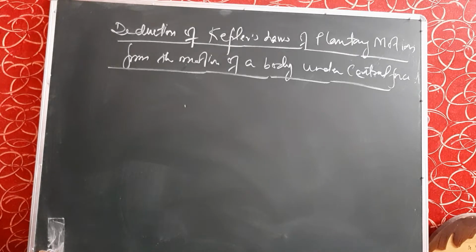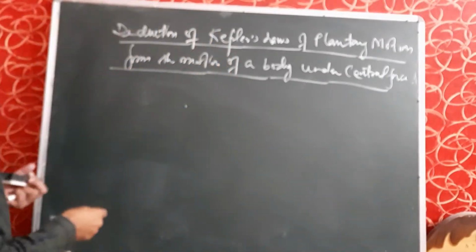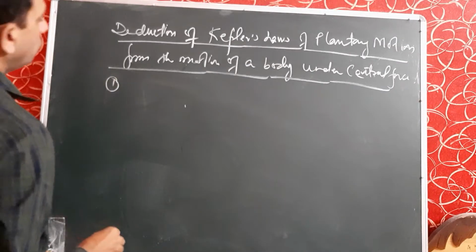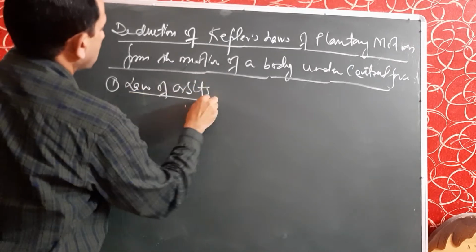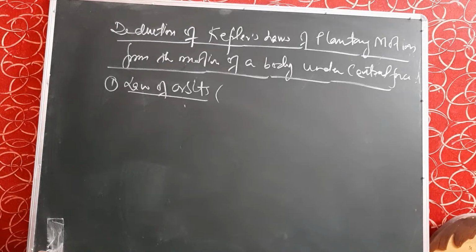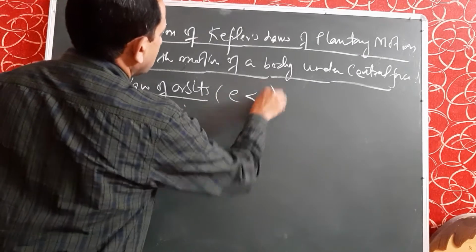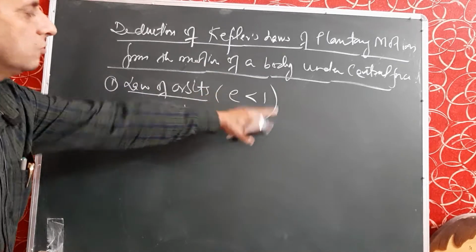Now, we know that there are three laws given by Kepler for planetary motion. What is the first law? The first law is called the law of orbits. When a planet moves around the sun, it always follows an elliptical path. So, e is less than 1. We know that the eccentricity is less than 1. This is the condition for elliptical motion or elliptical path. So, we have to prove e is less than 1.